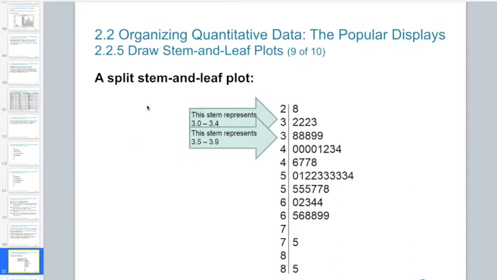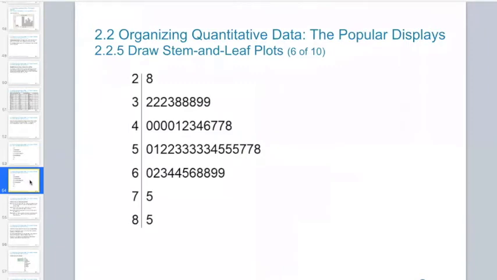This is just like if you split your bar graphs up into, or your histograms up into smaller bin widths. So we've got two stems that are 3. One of them goes from 3 to 3.4 and the other one goes from 3.5 to 3.9. So if you have a lot of data, or if it's kind of bunched together, so we can see how bunched together this is, it's a really good shape.